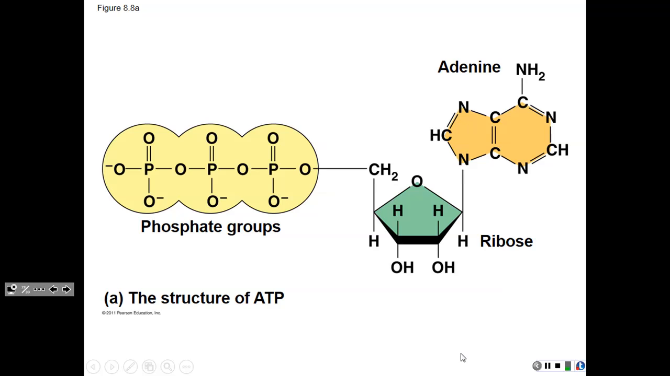ATP. A is the same A that we've talked about before. Remember how hip, cool molecular biologists don't bother saying adenine? Just takes too long. I don't have time to say adenine all day long. Instead, you just say A. It's the same adenine. It's the same A.